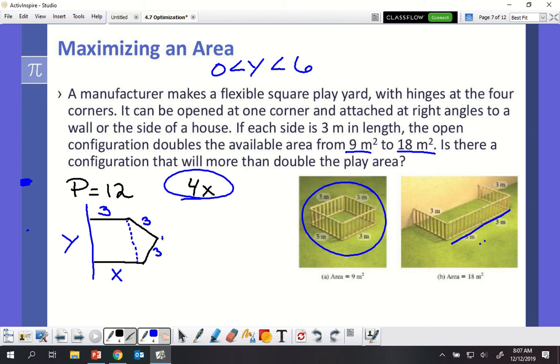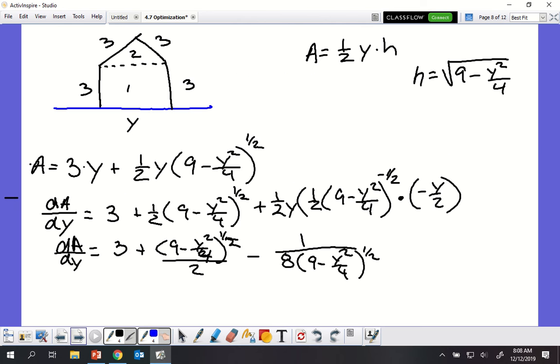So we're trying to see if there's a way that I could make this become a larger area than my 18 meters squared. That's what I'm trying to do. So I went through, and we found some values.